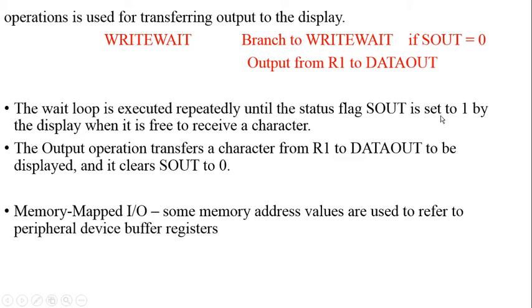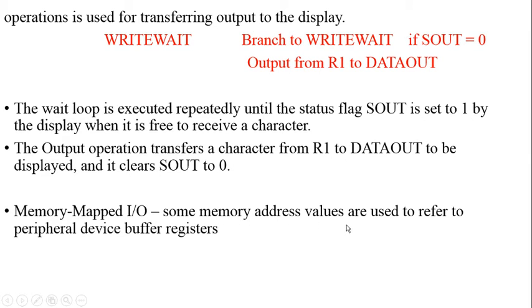Whenever SOUT is set to 1 by the display, it is free to receive a character. The output operation transfers a character from R1 to the data-out register to be displayed, and it automatically clears SOUT to 0.